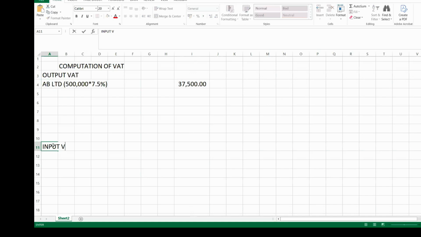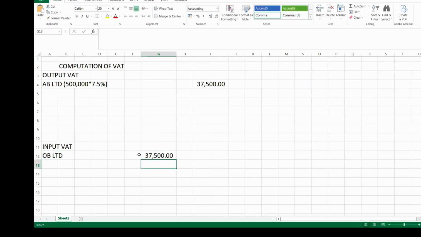The person that's buying this item from AB Limited, who is buying the item? OB Limited. That amount will now be input VAT to OB Limited, because OB is purchasing the item. So OB Limited now has input VAT of 37,500 naira.